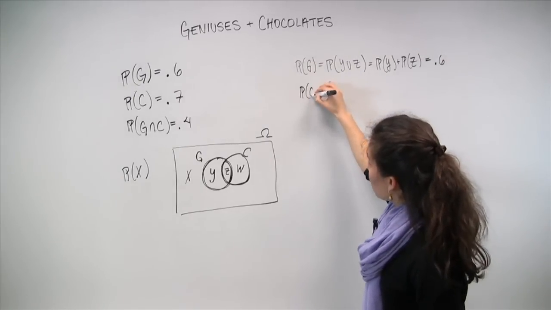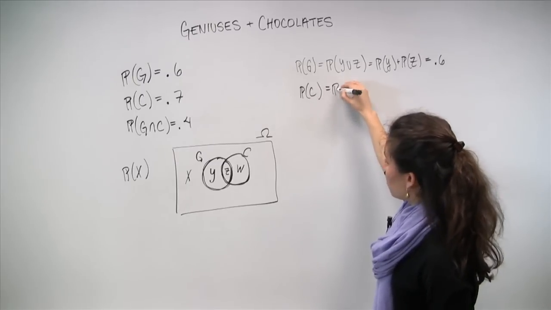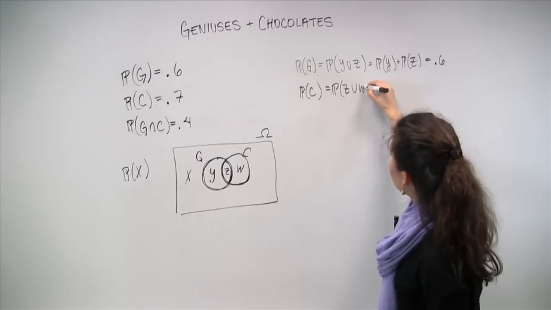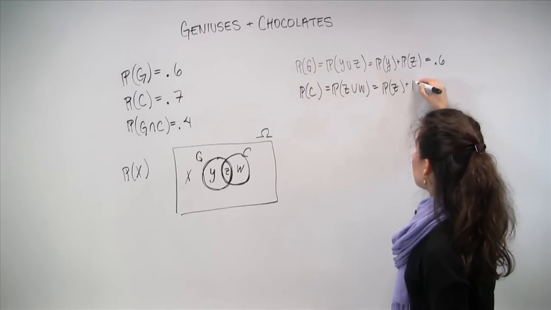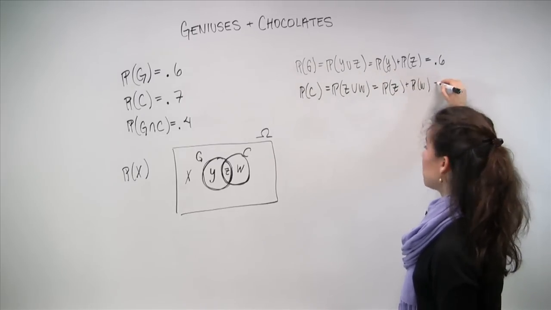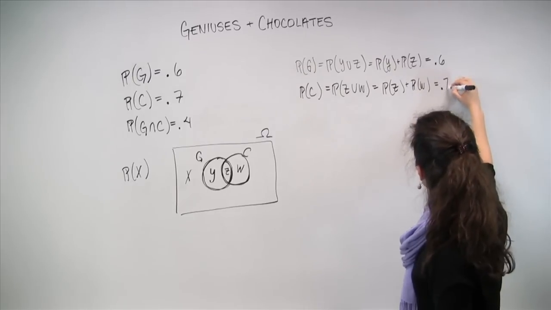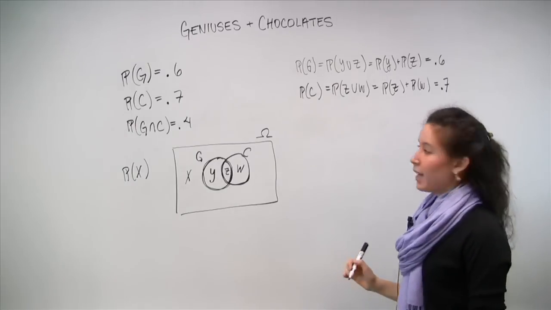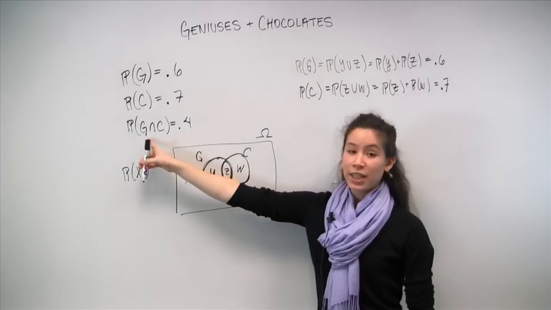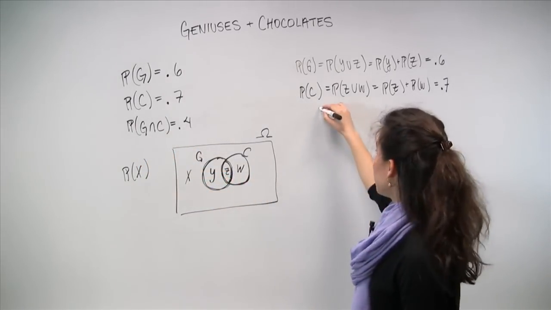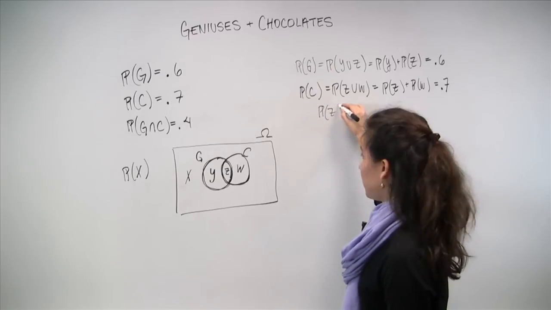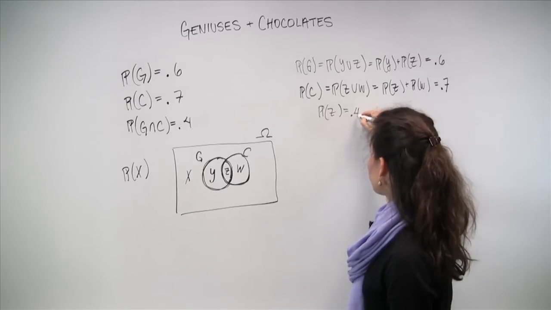Similarly, we have that the probability of C is equal to the probability of Z union W. And again, using the fact that these two are disjoint, you get this expression, and that is equal to 0.7. And the last piece of information, G intersect C, corresponds to Z, our teardrop, and so we have that the probability of Z is equal to 0.4.